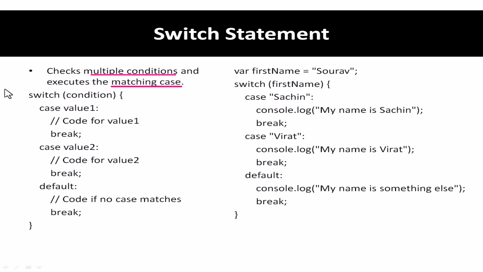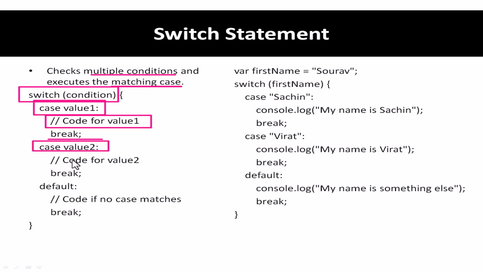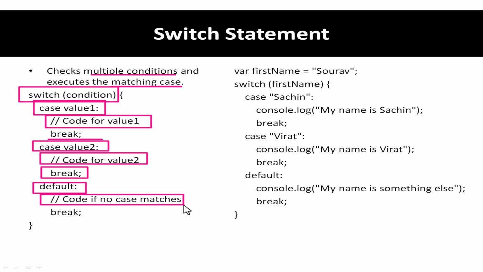Here we have the following syntax: switch condition. Now here we have different cases. If case 1 is true, then this particular piece of code will be executed, else it is going to break. If case 2 is true, this code will be executed, then it is going to break from the switch, which means it will exit from the switch. Next, the default case. If no case matches, this particular default case will be executed.